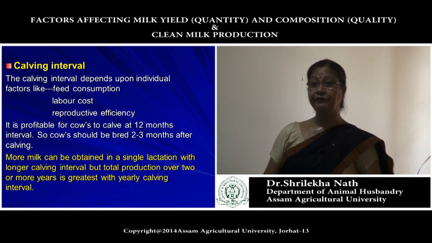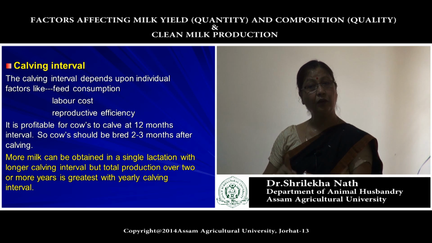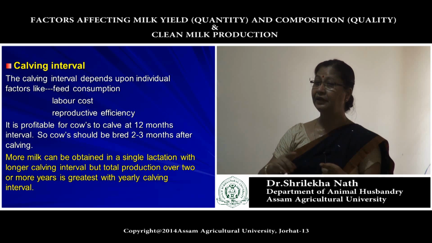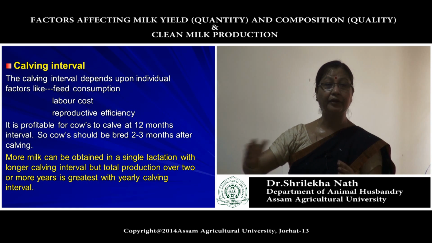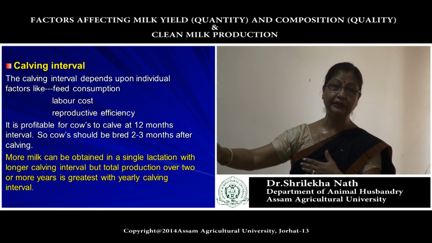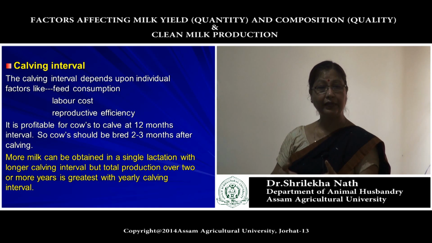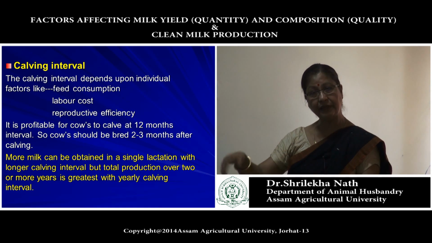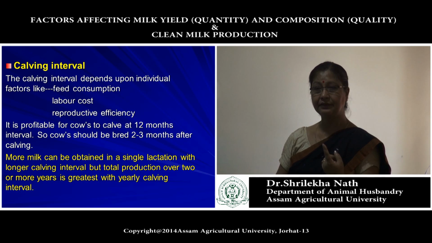The calving interval, we said the calving interval should be 1 year. In 1 year, one calf should be born. If the calving interval is more, they say that you will produce milk for a longer period because the calf will be born at a later period. But what happened? That change will be only for one lactation. In subsequent lactations, the milk yield decreases. So generally, the calving interval is one calf in 1 year.